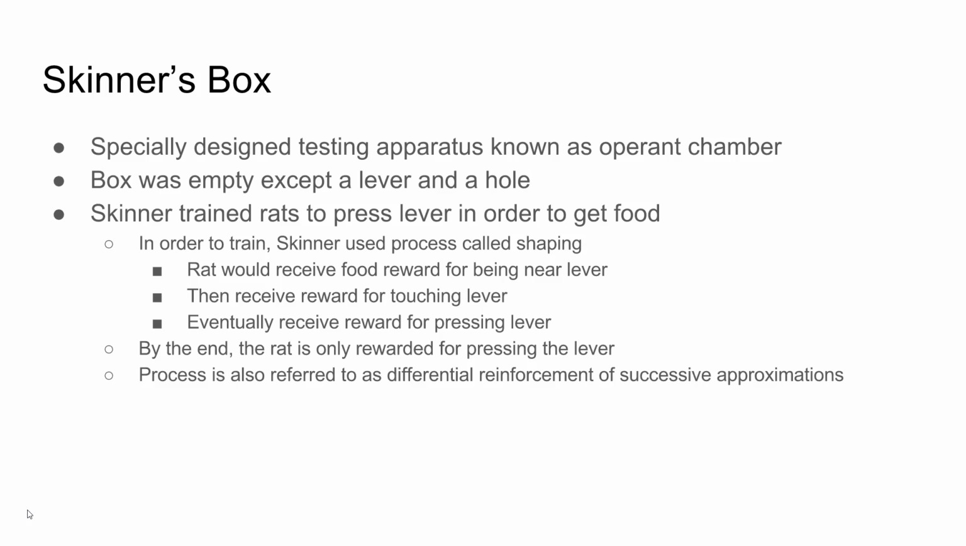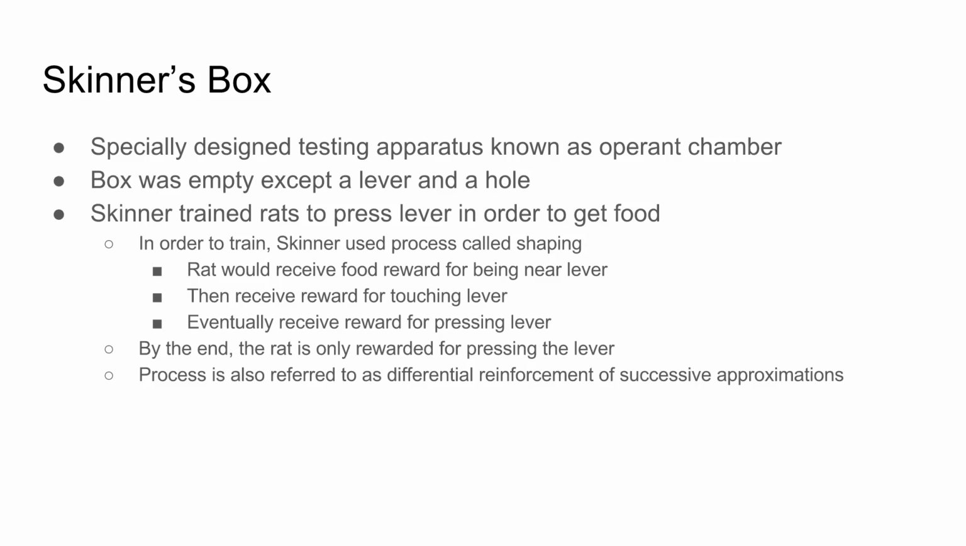Or it's also sometimes referred to as, down here, this nice long term, differential reinforcement of successive approximations. So you can imagine why we refer to it as shaping, because it's just easier to deal with. Essentially, as the rat gets closer and closer to the desired behavior, you give them rewards. In shaping, a rat receives food for being near the lever. So if the rat moves near the lever, they get food, and the rat's more and more likely to go near the lever.